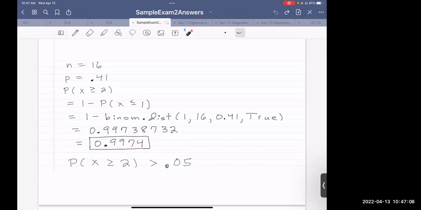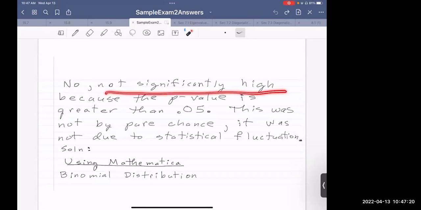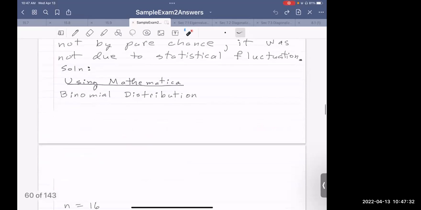0.9974. I have that since the probability that x is greater than or equal to 2 is greater than 5%, alpha, then no, this is not significantly high because the p-value is greater than 0.05. This was not by pure chance. It was not due to statistical fluctuation.